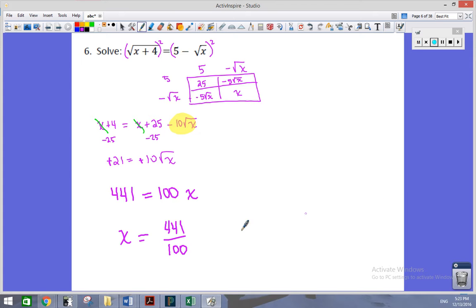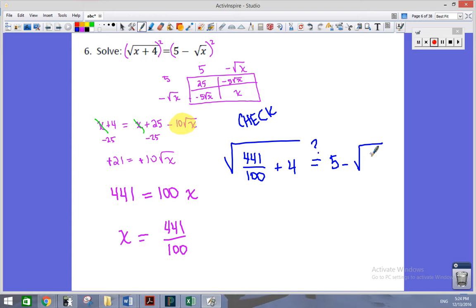So I'm going to leave that as my final. No, I'm not going to leave that as my final. I need to check and make sure that it's not extraneous. So let's check. Let's come up here and we'll check our answer. We'll use our calculator to help us. On the left-hand side, we've got the square root of 441 over 100 plus 4. And I can get a decimal representation for that on my calculator. And the question is, is that going to equal 5 minus the square root of 441 divided by 100?